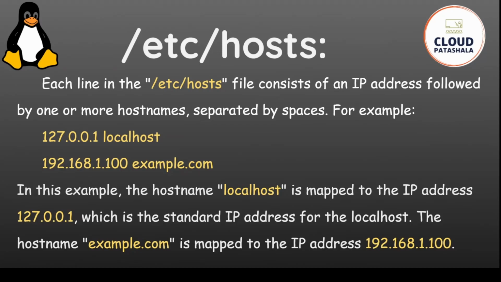Each line in the /etc/hosts file consists of an IP address followed by one or more host names separated by spaces. For example, we could say 127.0.0.1 would point to localhost, 192.168.1.100 would point to example.com. In this example that we see above, localhost is mapped to the IP address 127.0.0.1, whereas example.com is mapped to IP address 192.168.1.100.